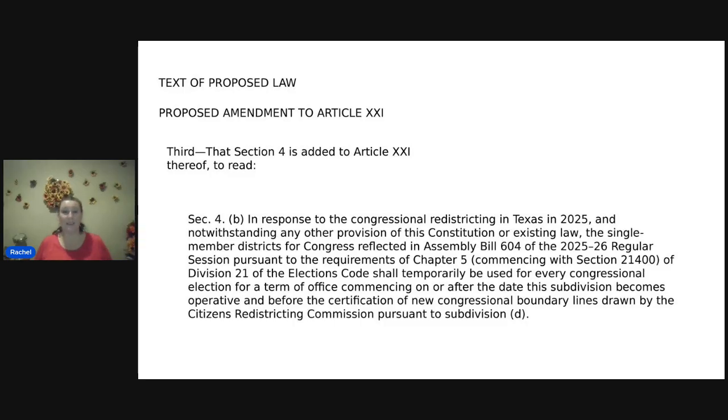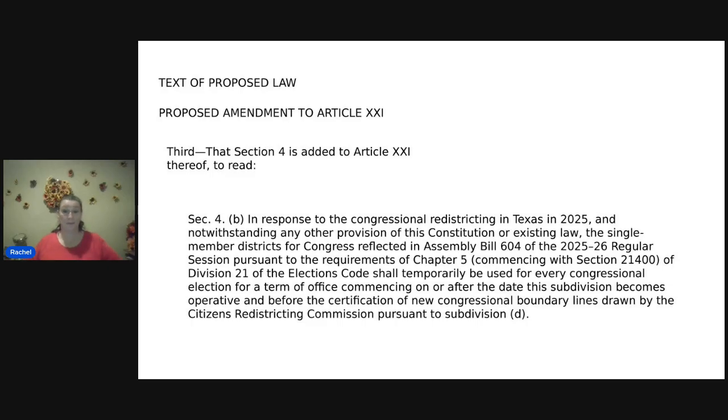Okay, so basically they're saying that Assembly Bill 604, Chapter 5, Division 21. So they're just saying where you could find it if you went to go look it up yourself. And that is of the election code. Shall temporarily be used. So they're saying, and then in the thing they said until 2030, but they do not specify that here. I will tell you that concerns me, because how do we know we're going to get that power back?